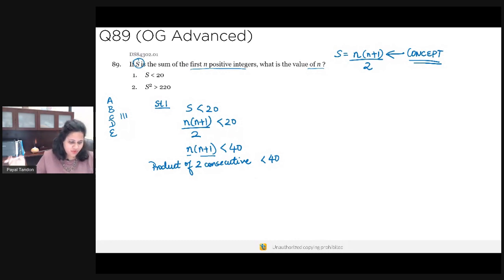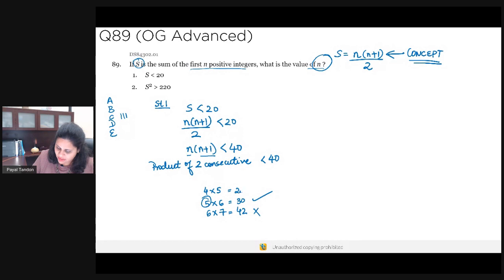Let's start off with, let's say, 6 times 7. That is equal to 42, right? So clearly this is not applicable. And again, what do I need to find out? I need to find out the value of n, right? Now I go further down. 5 into 6 is equal to 30. Absolutely. So 5 is definitely one of the possible values of n. Then I go further down. 4 into 5 is equal to 20. Definitely 4 is also one of the values here.